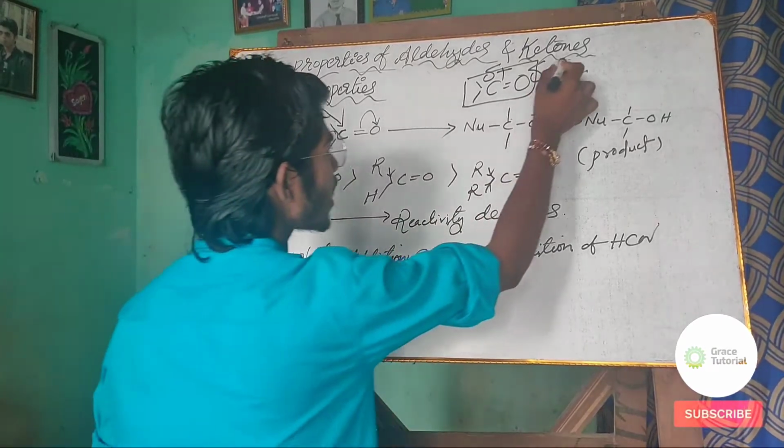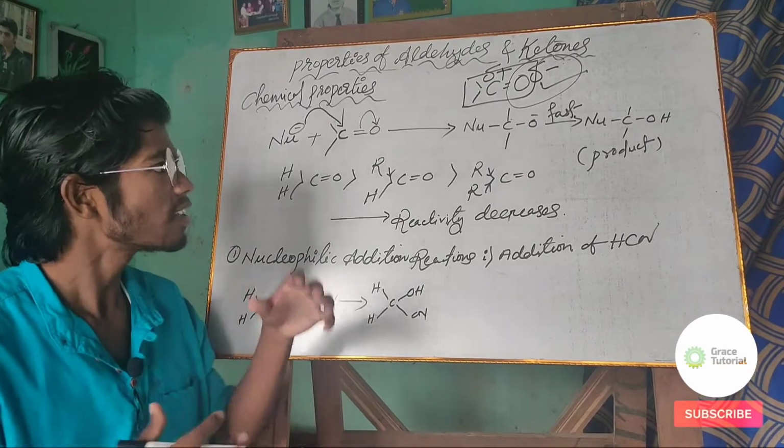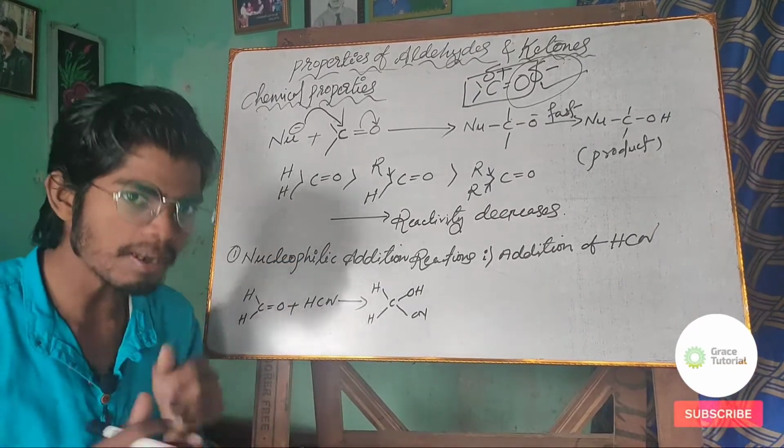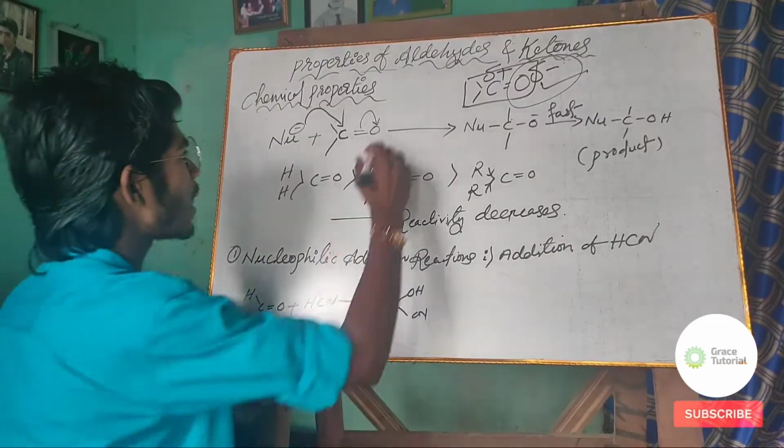Similarly, the oxygen atom carries a partially negatively charged particle. Since it has a partial negative charge, it is rich in electrons. That's why it will be attacked by an electrophile.